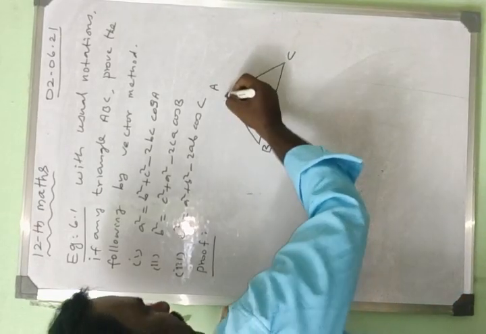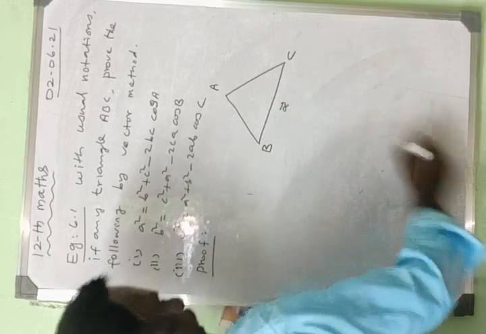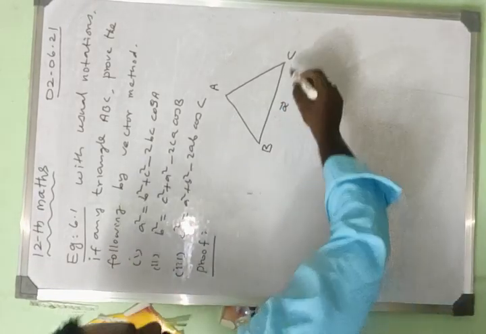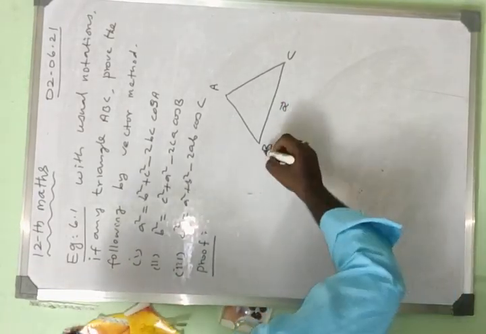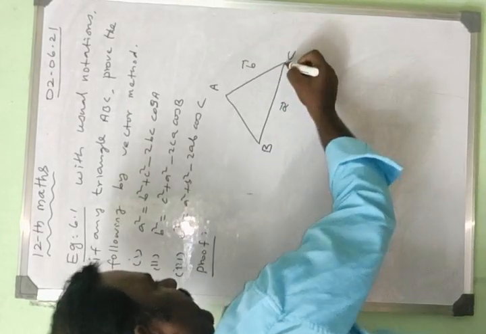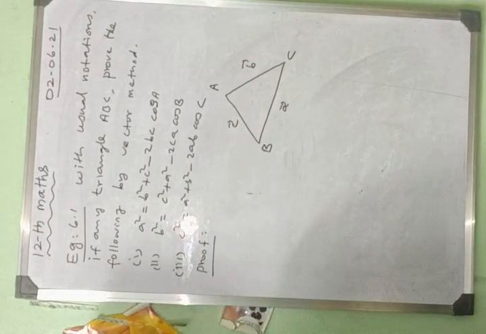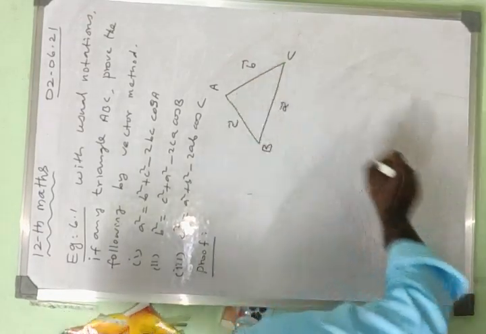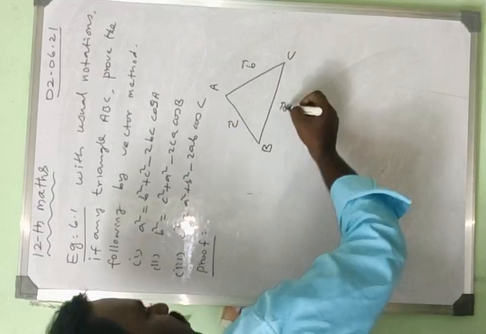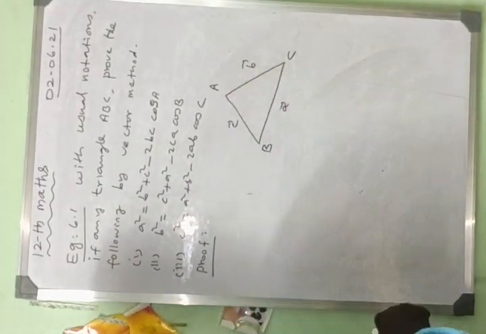Here, the vertex A's opposite side, we put vector A. This side BC is equal to vector A. Here, the vertex B's opposite side, we put vector B. Here, the vertex C's opposite side, we put vector C. This is side, this is vertex. Small vector A, small vector B, small vector C are the sides of the triangle.